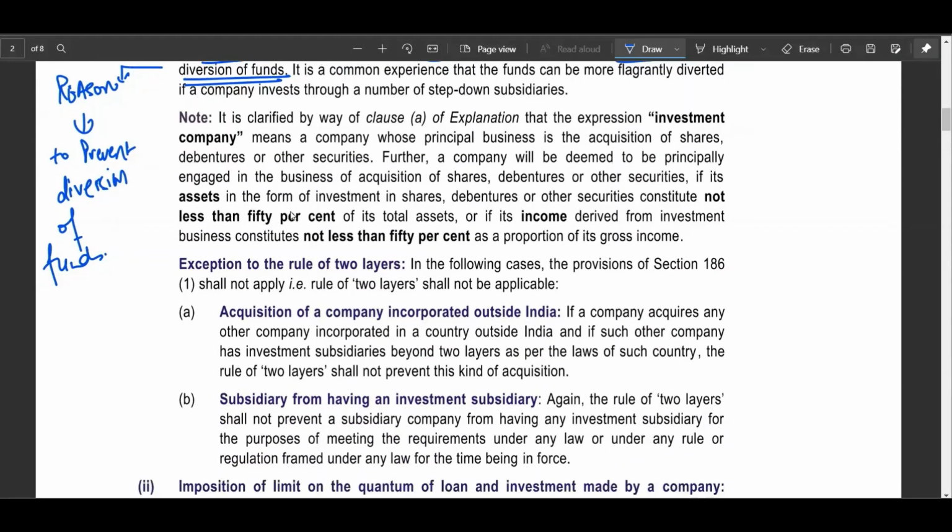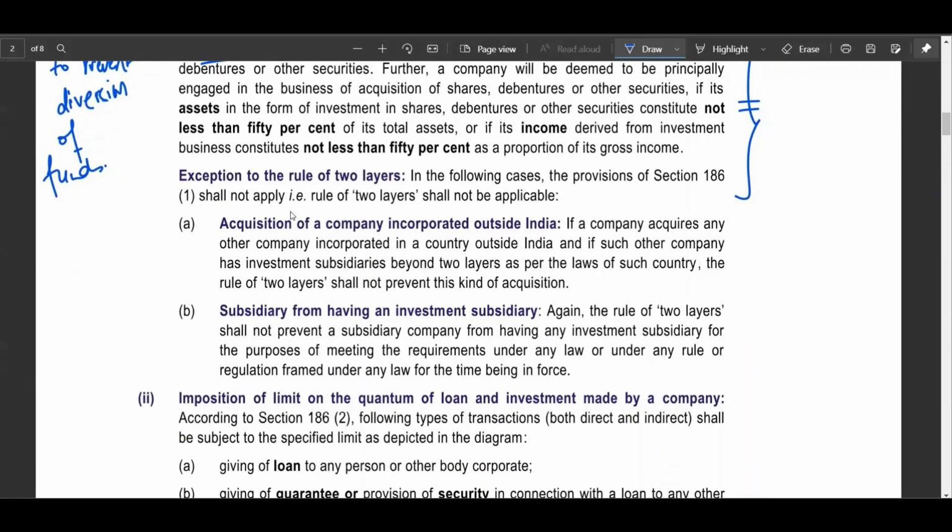It simply says that it is clarified by way of clause A of explanation that the expression investment company has been given a meaning here, which we will discuss later on. All right, now let's discuss the exceptions to the rule of two layers that we have already discussed, but let's read it. In the following cases, the provision of section number 186 shall not apply.